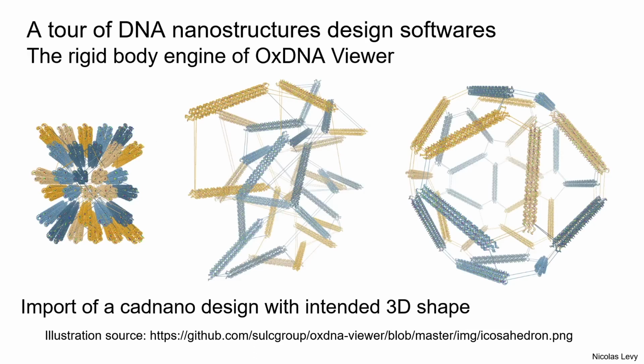OxDNA Viewer has a rigid body engine intended to be used to guess the geometry of imported CADNano designs. In this example from the software public repository, the rigid body engine is capable of guessing the intended shape of the design by treating each set of helices as individual rigid objects. This kind of simulation is computationally much less expensive and can be integrated in design softwares for checking the structure local stability.